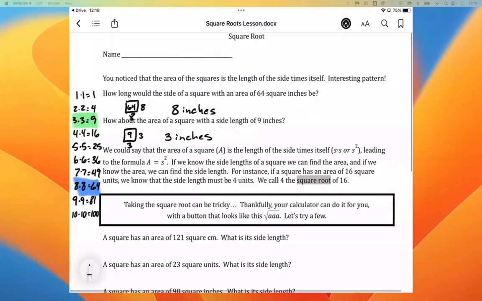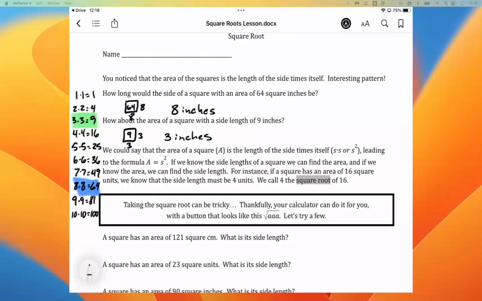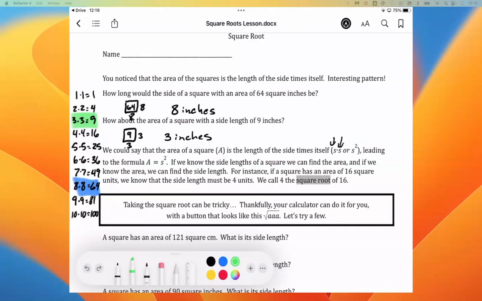Now, to get a little bit technical, we could say that the area of a square is the side length times itself. So one side times the other side, which is really times itself. The other way to write that in a fancy math way is to use a squared symbol. That little elevated 2 there says s squared. And so we can, for a square, have a formula that says area is equal to s squared.